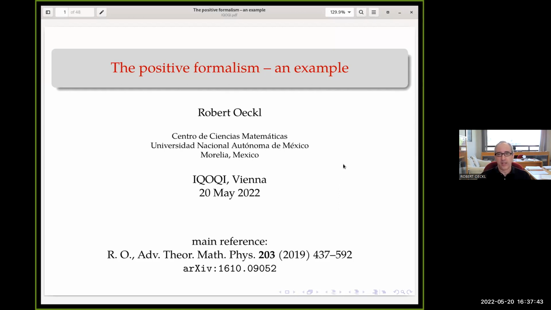So yes, Jaslav already said, this talk will be about the positive formalism. And I want to focus in particular on one example, which is black hole to white hole transition. I'll say more later about this example.